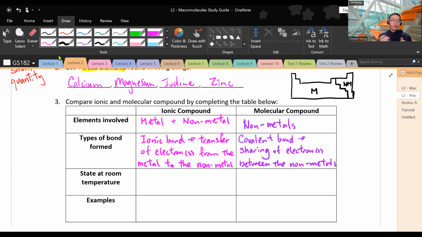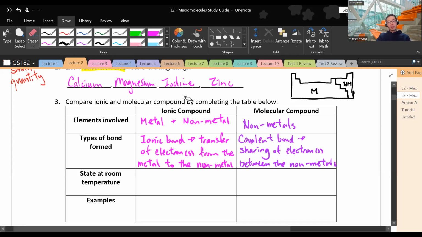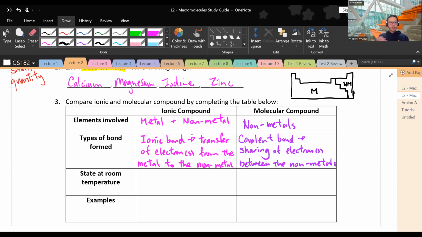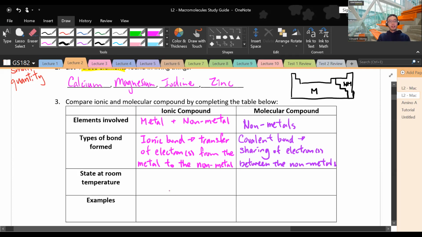Now, what about the state at room temperature? What kind of state do these ionic compounds exist in at room temperature? Are they solid, liquid, gas, a combination of these things? What are they? I just guess it's a liquid. Yeah, good guess. The ionic bond holding them is really strong, so it takes a lot of energy to cause them to become liquid and gas. For the most part, ionic compounds are solid at room temperature. It was a good try.